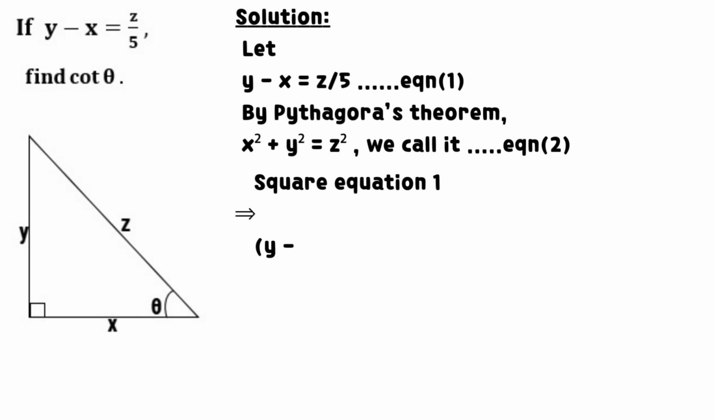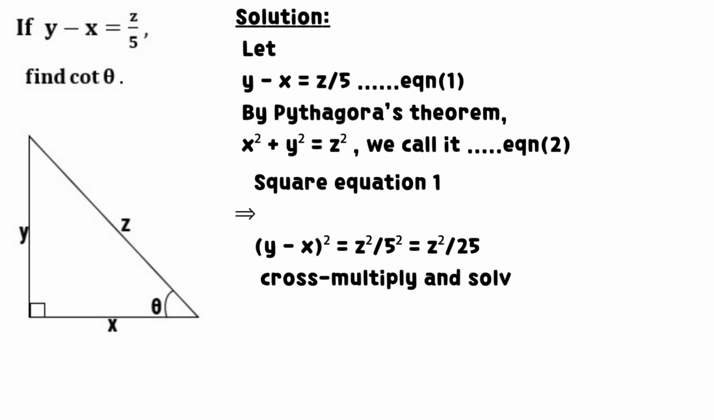Square equation 1. It implies that the square of y minus x equals the square of z divided by 25. Cross-multiply and solve for the square of z. We have that the product of 25 and the square of y minus x equals the square of z.